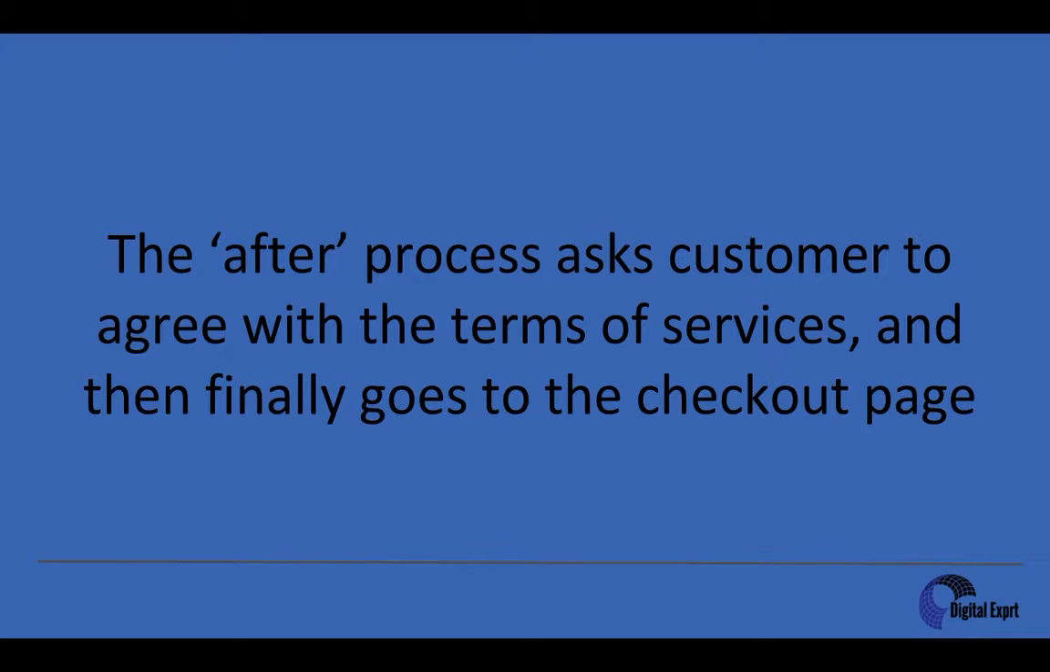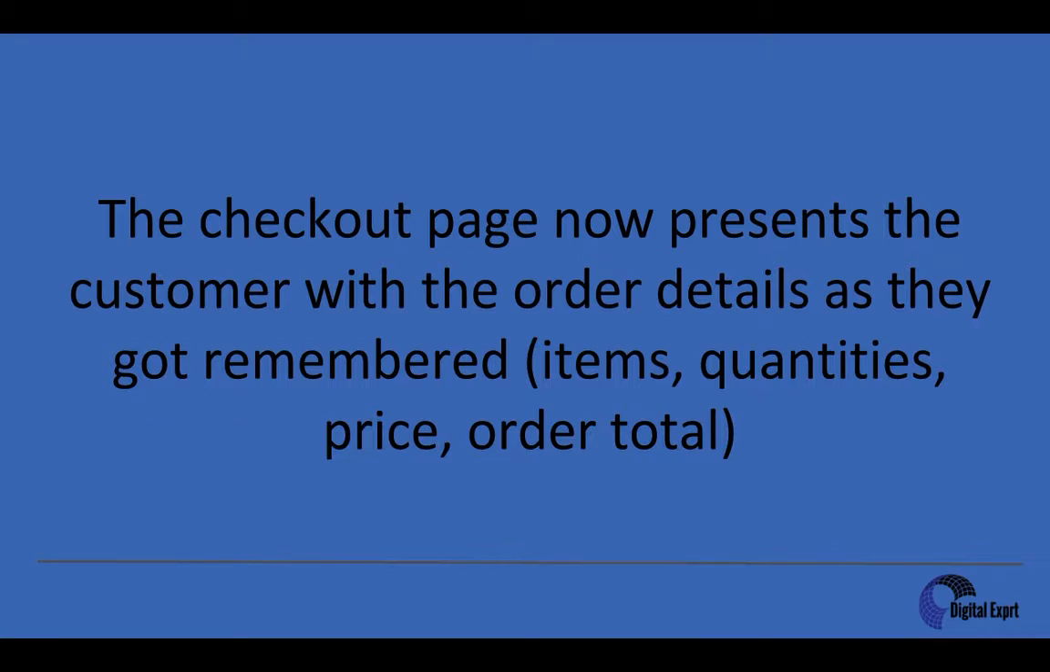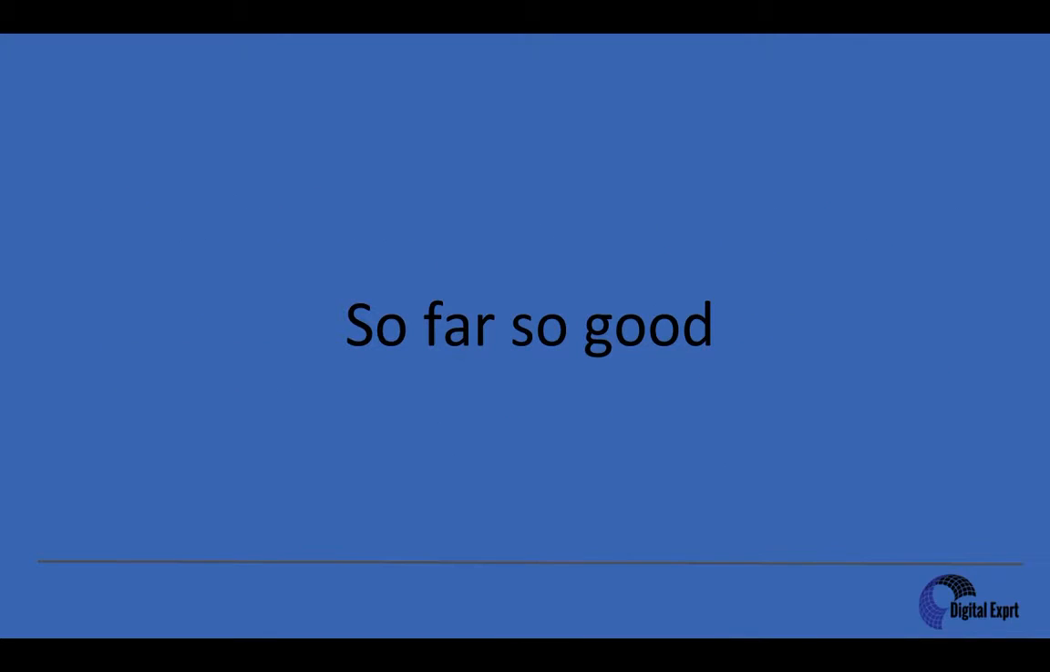The checkout page will now present the customer with the order details as those details got remembered by a thread. All the order items, quantities, prices, order total, all the regular stuff. So far, so good. Makes sense. It's all logical. But there's something that could be potentially wrong with this picture.